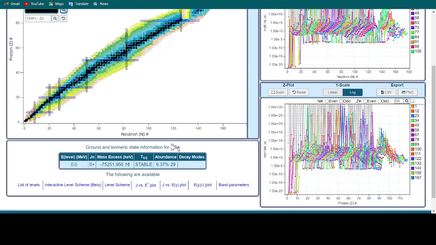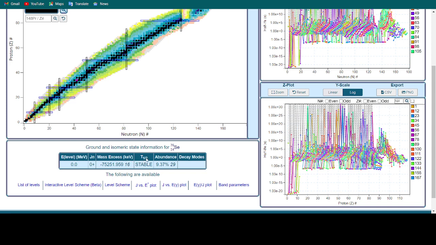By just seeing that, you can understand that this 76 is an even nucleus, and I told you that for an even nucleus you will get a 0 plus state. Okay, so the mass excess, that is the binding energy, you can calculate, is also given here in terms of kilo electron volt.